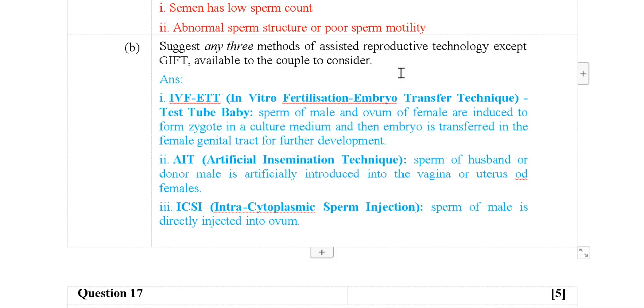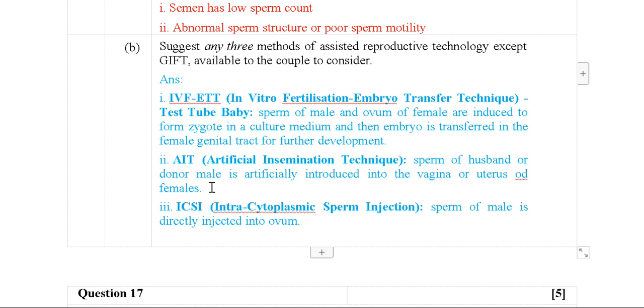Suggest any 3 methods of assisted reproductive technology except GIFT, gamete intra-fallopian transfer, available to the couple to consider. So 3 methods. Number 1 is IVF-ET, the full form is in vitro fertilization embryo transfer technique. This is also called test tube baby. So sperm of male and ovum of female are induced to form zygote in a culture medium, and then the embryo is transferred into the female genital tract for further development. This is one assisted reproductive method.